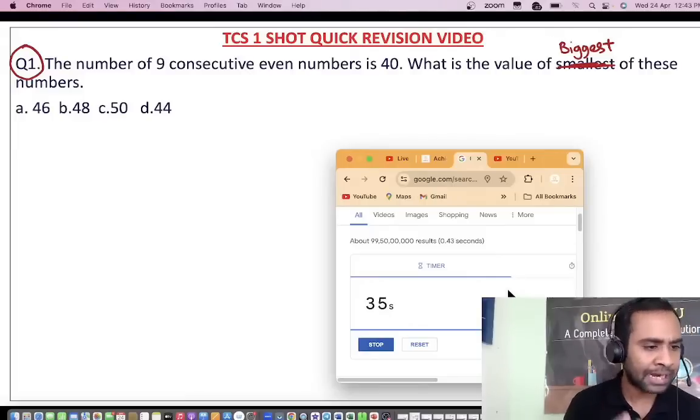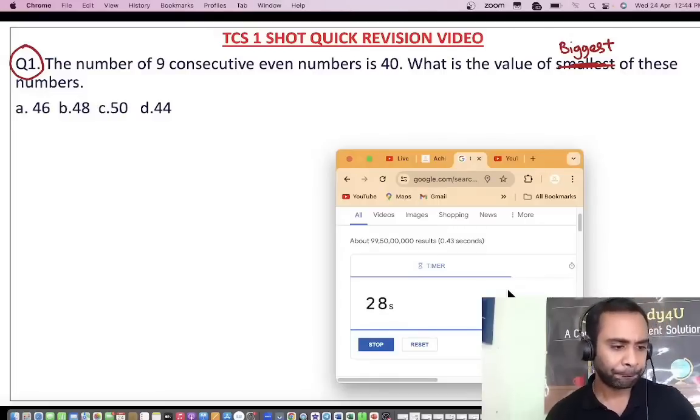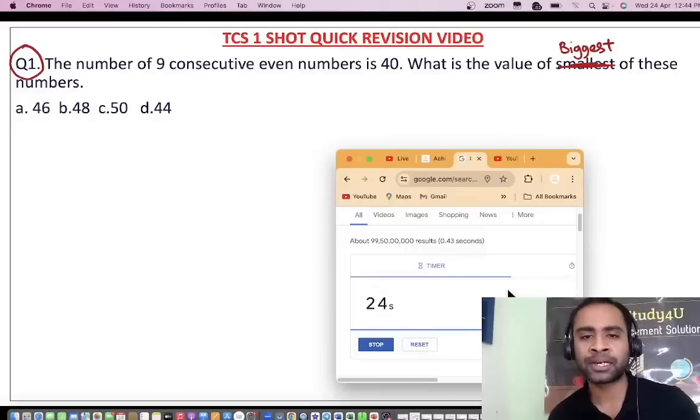Coding is not mandatory for the ninja role. Okay, fine. The number of 9 consecutive even numbers is 40. What is the value of the biggest of these numbers?